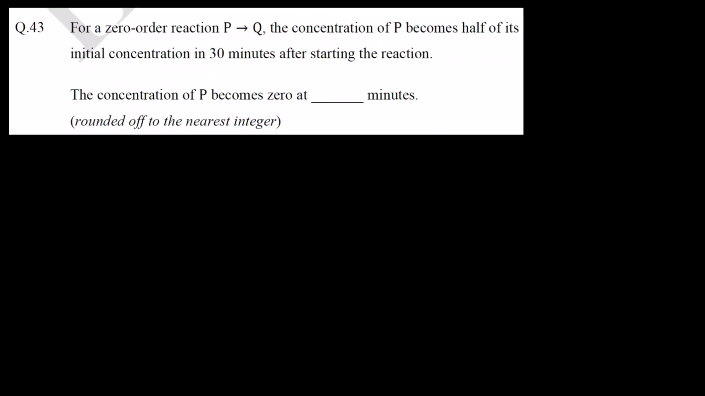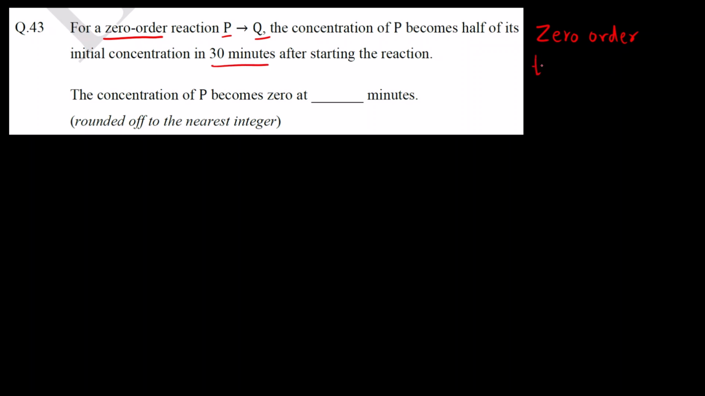Okay. Now let us move on to the third question. For a zero order reaction, question 43, zero order reaction, very important. Write down the order of the reaction. P becomes Q. P is the reactant, Q is the product. The concentration of P becomes half of its initial concentration in 30 minutes.